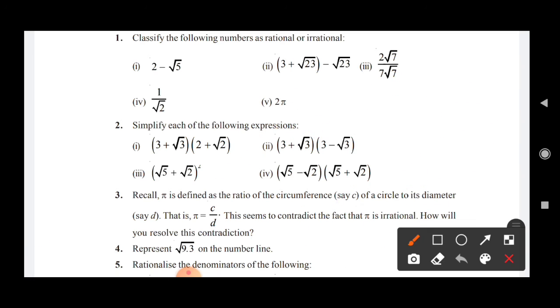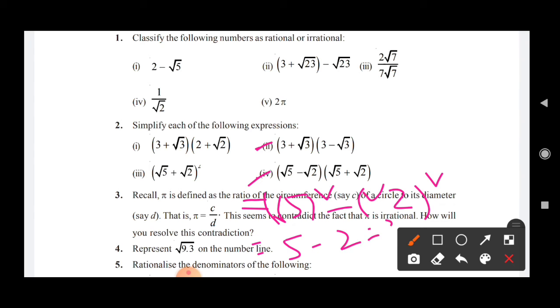Now next question number 4. You can see here this is also in the formula as question number 2. So you can simplify this. If you simplify this, then you will find that root over 5 whole square minus root over 2 whole square is equal to 5 minus 2, which is equal to 3. So this is the simplification of question number 4.